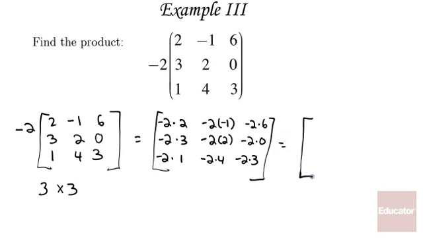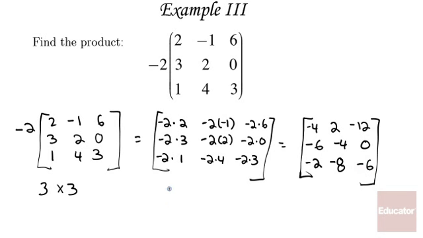Then when I do my multiplication, I'm going to end up with negative 4, 2, negative 12, negative 6, here's negative 4, 0, negative 2, negative 8, and then negative 6. So again, scalar multiplication, simply multiply each element in the matrix by the scalar to get a scalar product matrix with the same dimensions as the original.